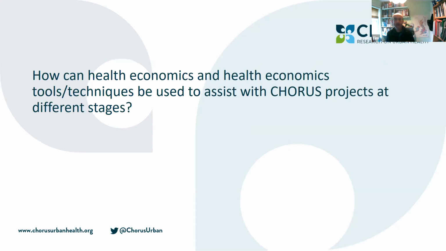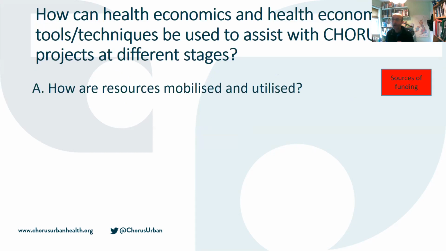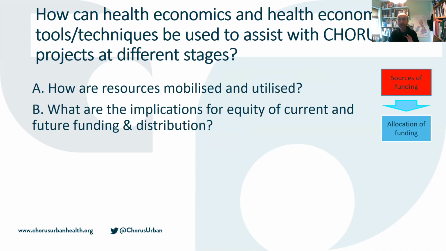Typically when we talk about health economics, we start with where resources come from, and then it flows down to how they're allocated and how they're used. And I've structured this presentation basically around that. So firstly, a first stage of understanding might be to understand how resources are mobilized and utilized. Where do resources come from? Secondly, given those resources, what are the implications for equity of current and future funding and distribution of those resources? I'll go into a little bit more detail on these in a minute.